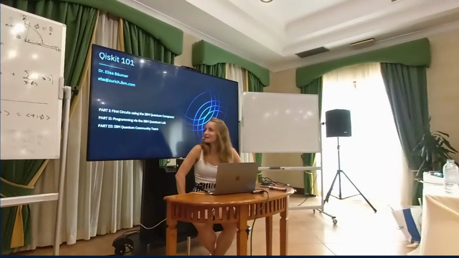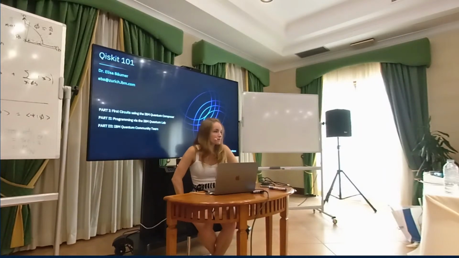So, hi everyone, welcome to today's Qiskit 101 session. I'm going to have basically three different parts. In the first part, we're going to see what the IBM Quantum Composer is. That's a very easy way to interact with IBM's quantum computers. It's very straightforward. You can just drag and drop some gates.